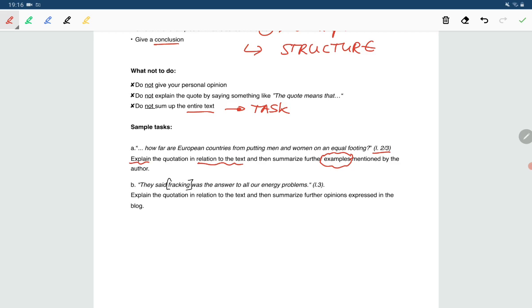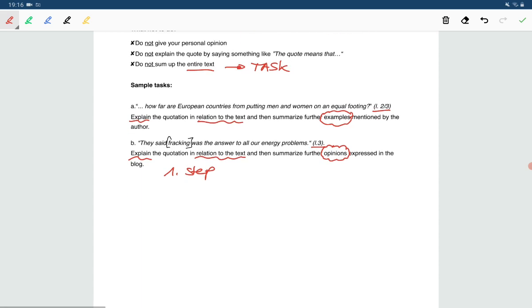They said fracking was the answer to all our energy problems. So this is about a method how to get fossil fuels. This has also been taken from a text. Explain the quotation in relation to the text. The first step will always be similar. The first step will always look like this. However, then there are differences, and then summarize further opinions expressed in the blog. That means here you would have a blog and you would have different opinions of different people and you have to sum up.